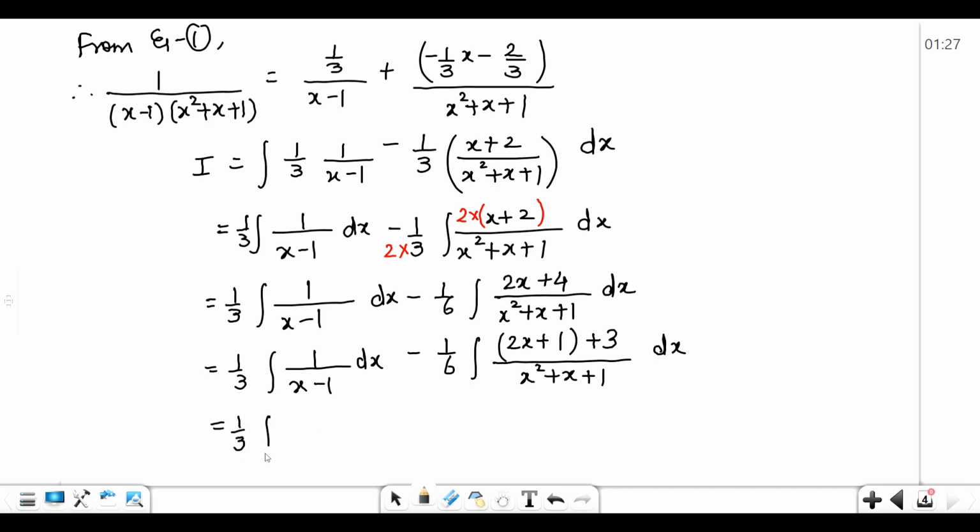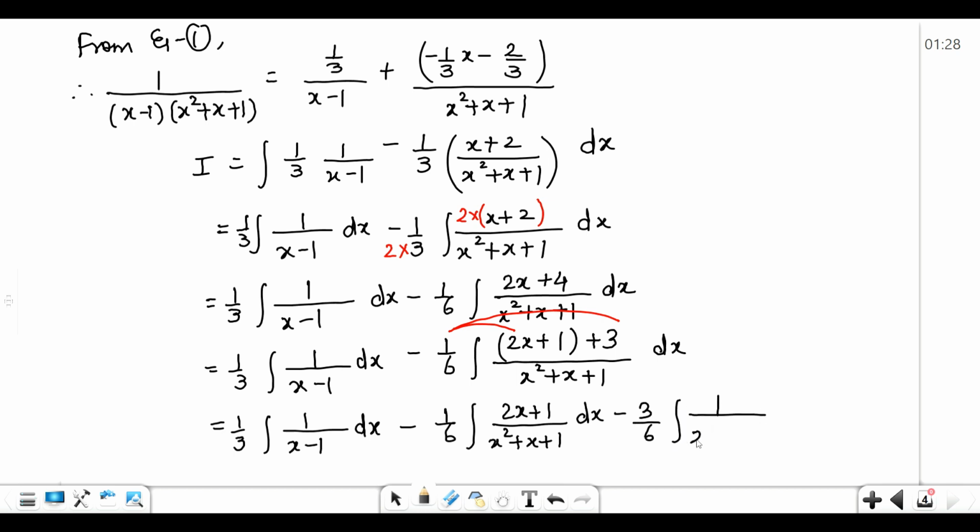Again this will be repeated, integration of 1 over x minus 1 dx minus. Now this 1 by 6 will be multiplied to both of these two terms, this term and this term 3, along with the minus sign. So that will give you minus 1 by 6 integration of (2x plus 1) over (x square plus x plus 1) dx, minus 3 over 6 integration of 1 upon x square plus x plus 1 dx.